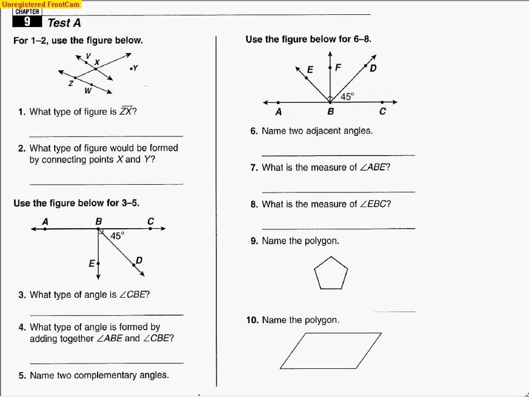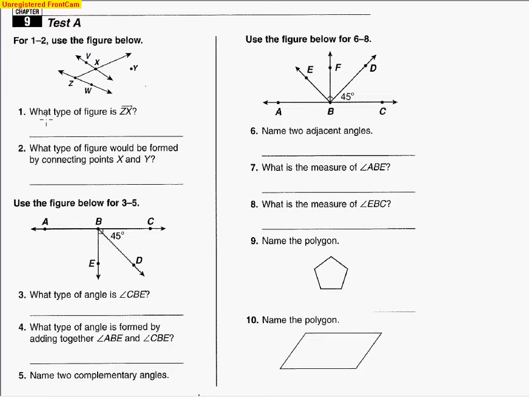These are the solutions to the practice test for Chapter 9. So let's take a look at the first problem here. It says, use the figure below to answer questions numbers 1 and 2. Looking at this, we've got a figure that has different types of lines and rays and line segments and points. And so we have to understand some different concepts here.